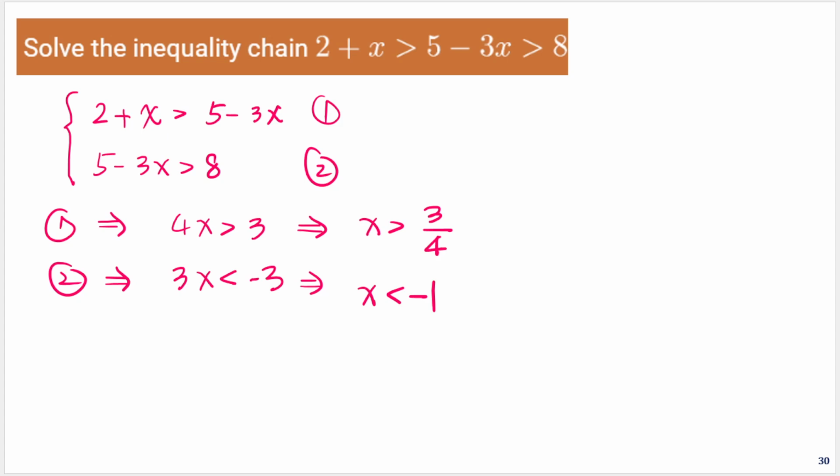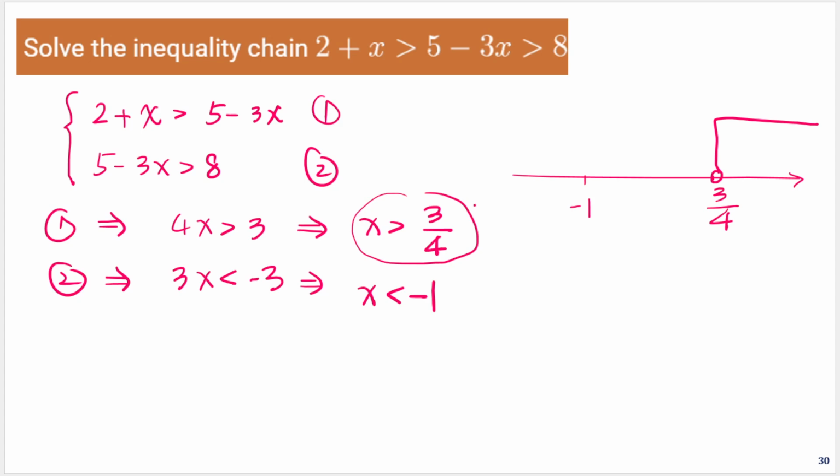Do you get it? So that means you need to find the x such that x is larger than 3 over 4 and less than negative 1. Of course here, usually we'll use a number line to help us find the corresponding solution. So we know negative 1 is here and 3 over 4 is here, right? The first solution tells us that x must be to the right side of 3 over 4. The second solution tells us that x must be to the left side of negative 1.